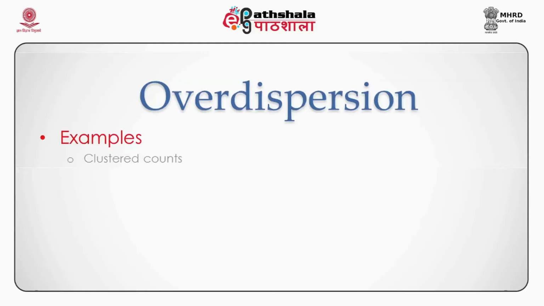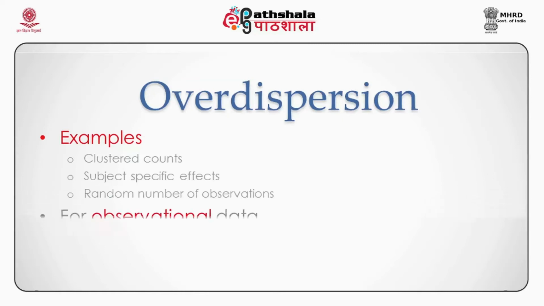The second situation is where we have subject-specific effects. We shall look at this in more detail in the modules on longitudinal data and also in subsequent modules in this paper. The third is where the number of observations is not fixed by design but is random. Now, these are all situations where it is possible to model parametrically the nature of the overdispersion.